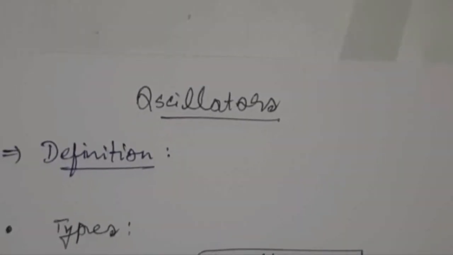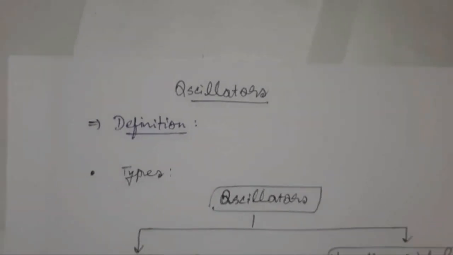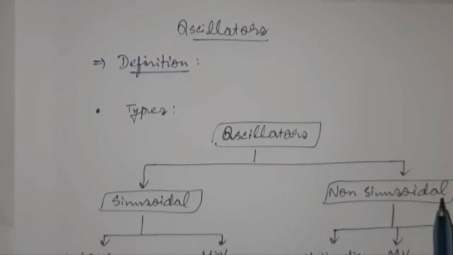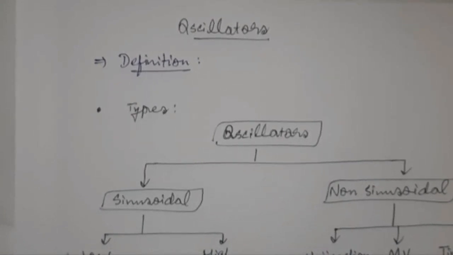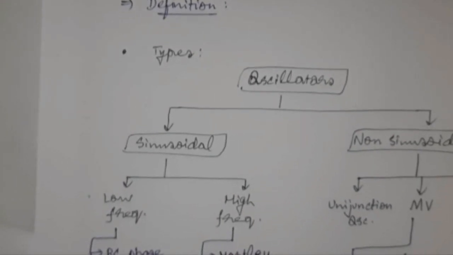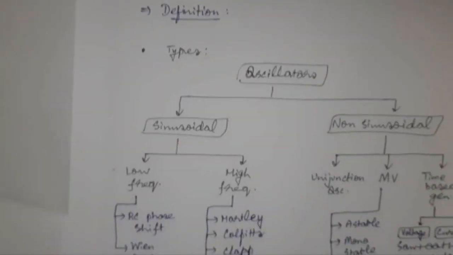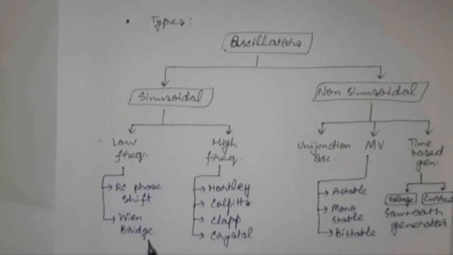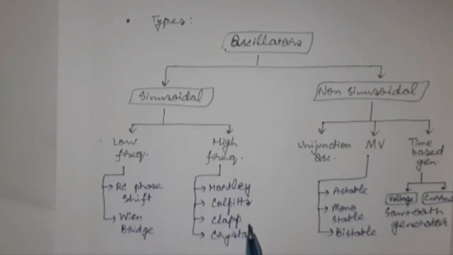Now, let me get you familiar with the types of oscillators. Here are the two types for classifying the oscillators: sinusoidal and non-sinusoidal. Sinusoidal oscillators can be further divided into low frequency and high frequency oscillators. Low frequency includes the RC phase shift oscillator and Wien-Bridge oscillator. High frequency includes Hartley, Colpitts, Clapp and Crystal.